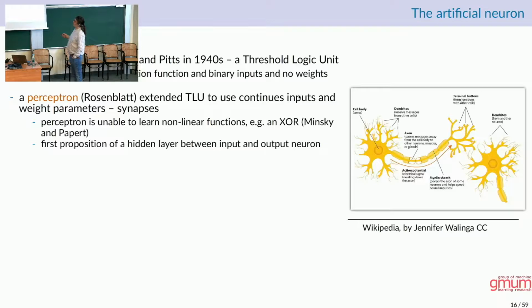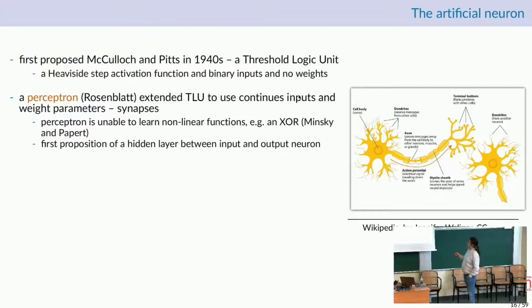And then it came shortly after in a paper by Minsky and Papert, who have shown that some simple problems cannot be solved with such a model. For example, the XOR problem, which, as you probably know.